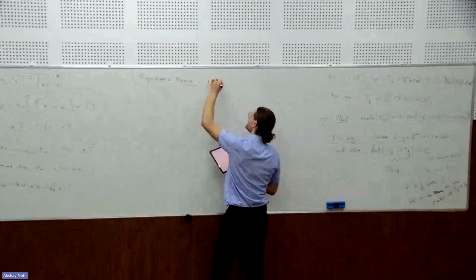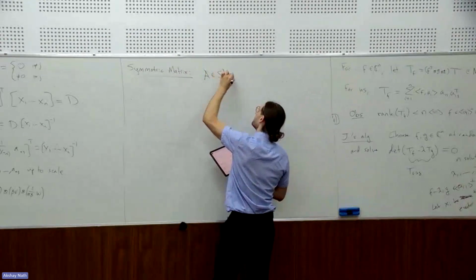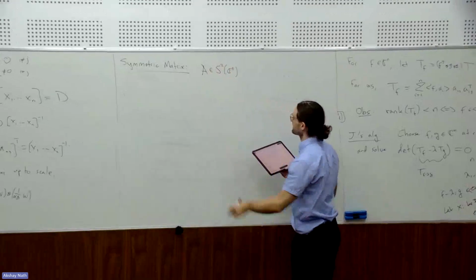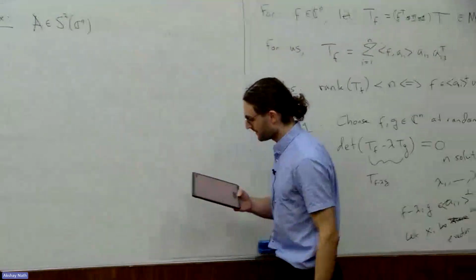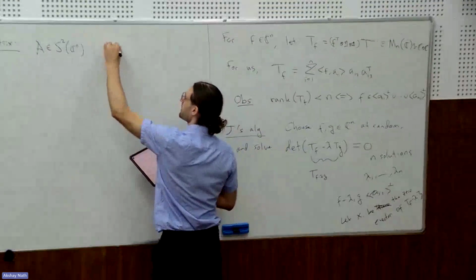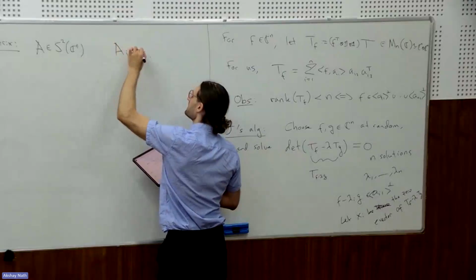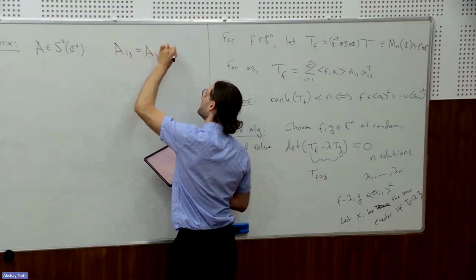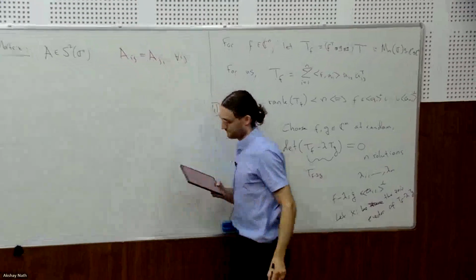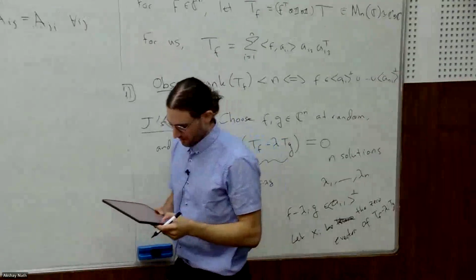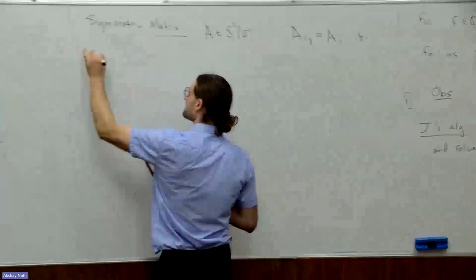We have this notation S2 of Cn. It's just an n by n symmetric matrix, and I write this notation to mean that. It's just a matrix where the ij entry is equal to the ji entry for all i, j. A symmetric tensor is similar.